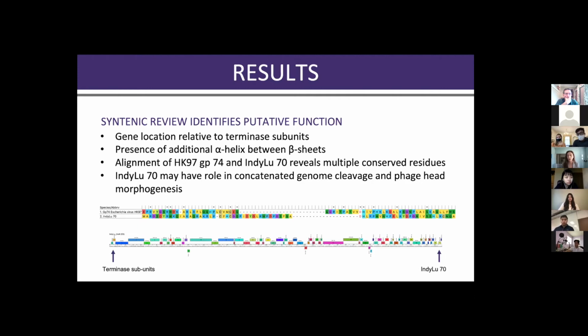IndyLu shows synteny with the location of GP74 very near the C terminus of the genome, and IndyLu's terminase subunits are located at the extreme N terminus of the genome. This syntenic pattern was also observed in a sampling of additional clusters carrying this gene. Alignment in MegaX of HK97 GP74 and IndyLu 70 showed 15 conserved residues. The alpha helix present between the beta sheets in IndyLu, which is absent from many H&H endonucleases, was also present in HK97 GP74.